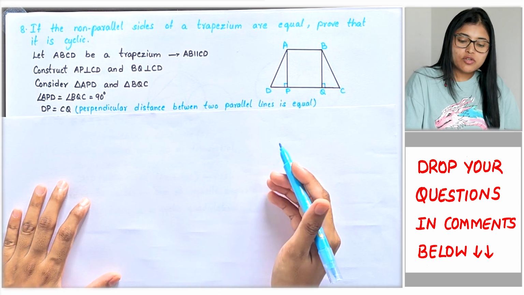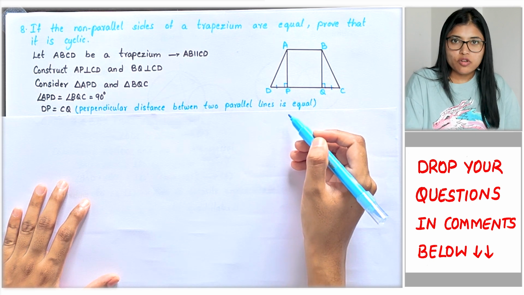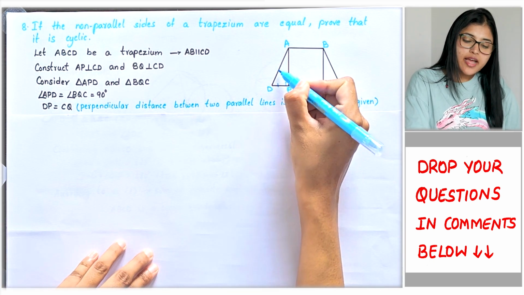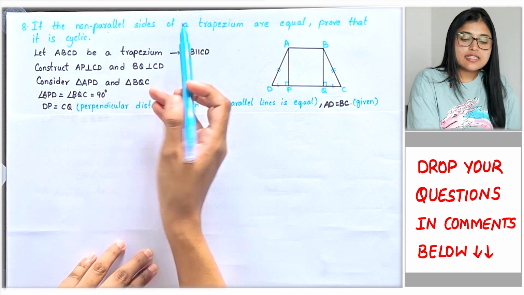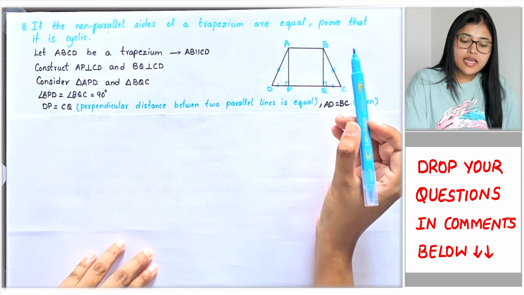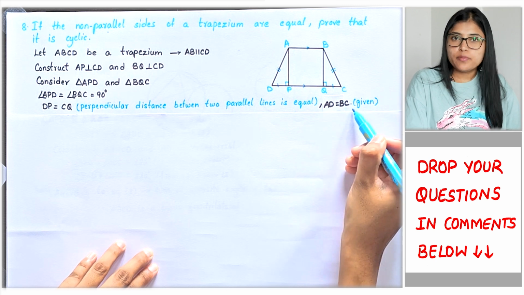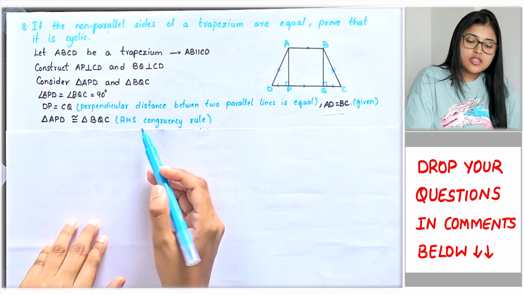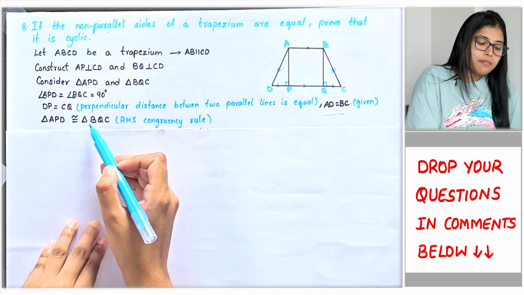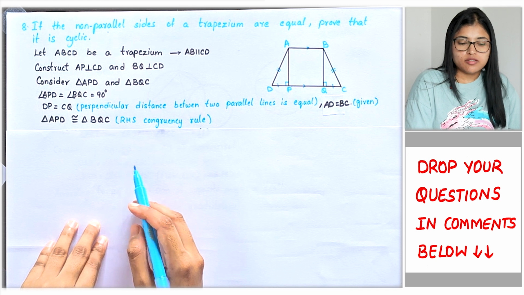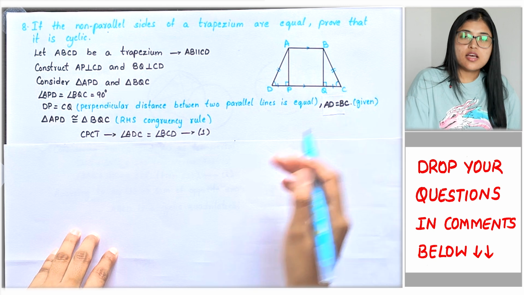And I know that DP equals CQ, because the perpendicular distance between parallel lines is always equal. Apart from this, in these two triangles, I also know that AD and BC are equal because it was given that non-parallel sides of the trapezium are equal. We have taken AB parallel to CD, so the non-parallel sides are AD and BC. So these both should be equal. So I can apply RHS congruency rule, a right angle, the hypotenuse and one side are equal. So triangle APD and triangle BQC are congruent. From this CPCT, I can say that angles ADC and BCD are equal.